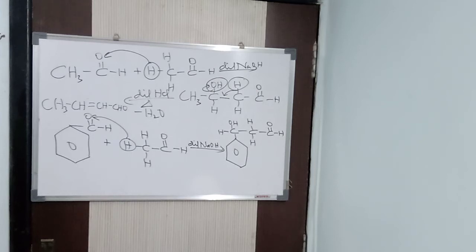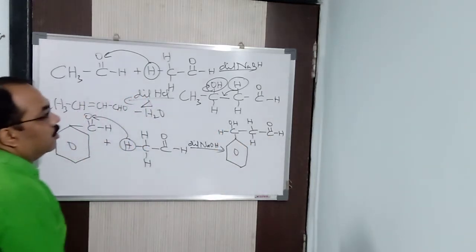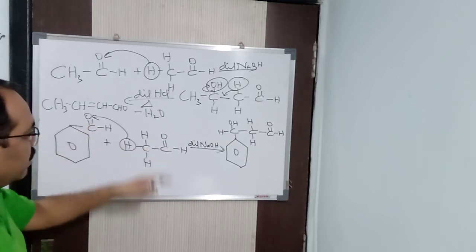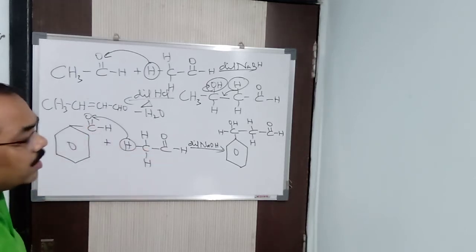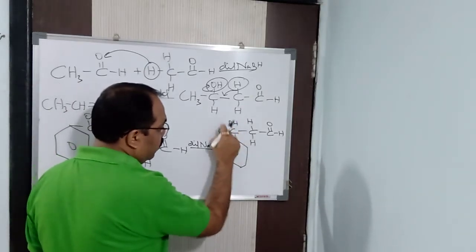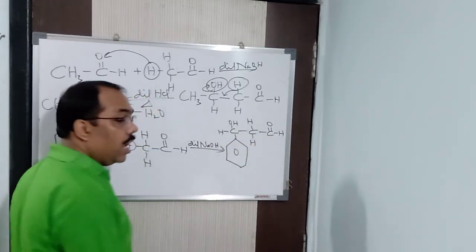So what is the name of this particular product? Count from here: 1, 2, 3. See here, 3 carbon atoms are there. So it is nothing but 3-phenyl. Third position it is phenyl, and third position is hydroxy. So 3-hydroxy-3-phenyl propanal, we can say that.